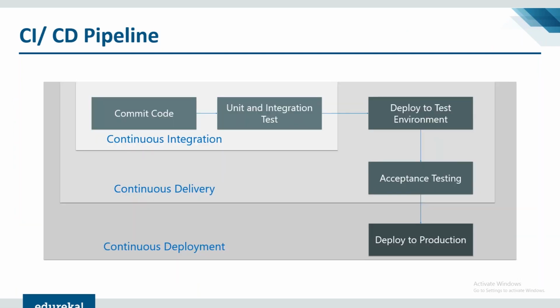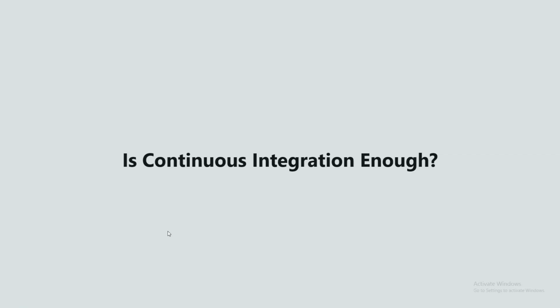Now, here we have the code committed, then we perform the unit testing on top of it. When we deploy it to the test environment, it is part of continuous integration. When we perform the acceptance testing, then it is continuous delivery. And once we deploy the entire application into the production server, then it is part of continuous deployment altogether. All right. So is continuous integration enough?